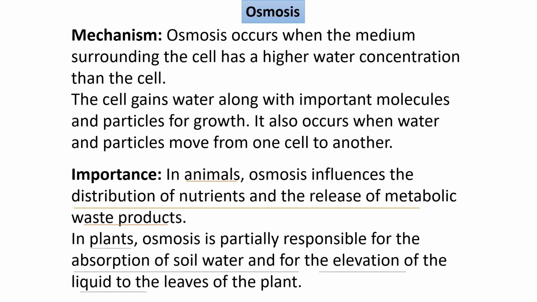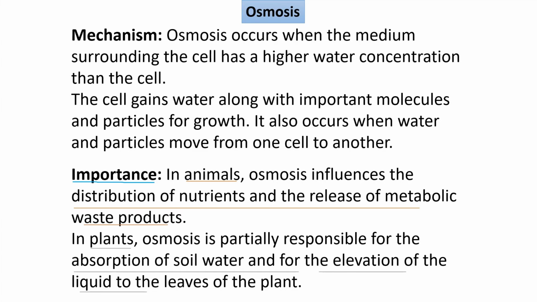The mechanism of osmosis occurs when the medium surrounding the cells has a higher water concentration than the cells. The cell will gain water along with all other important molecules and particles which dissolve in the water, and it's important for the growth of the cells. It also occurs when water particles move from one cell to another cell. So what is the significant importance of this? In animals, osmosis influences the distribution of nutrients and the release of metabolic waste products.